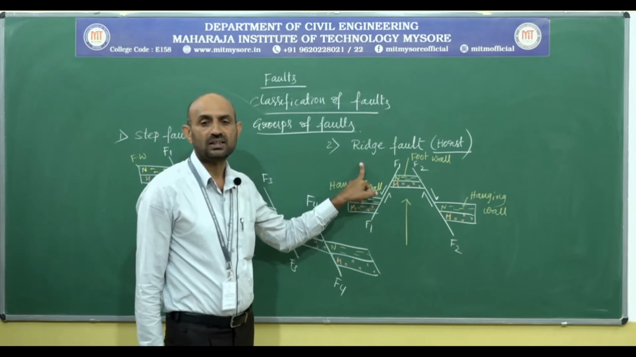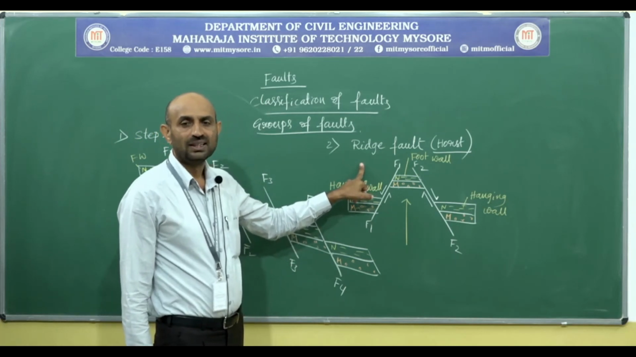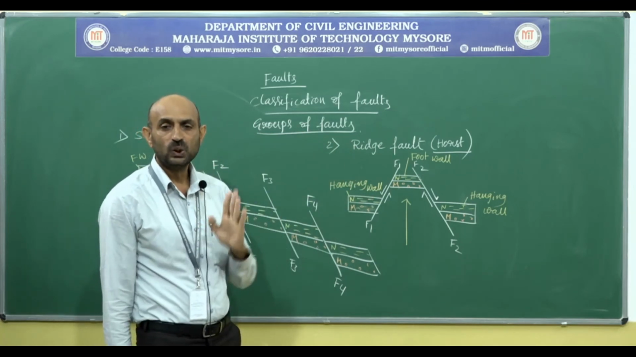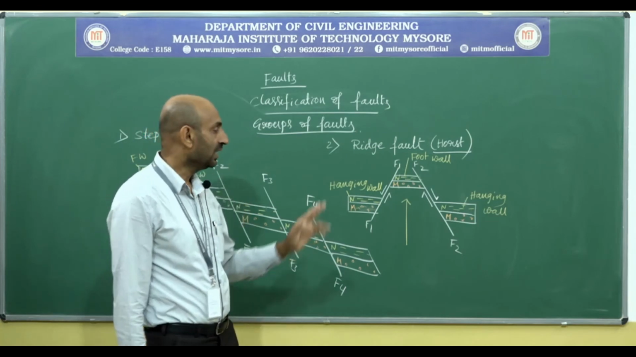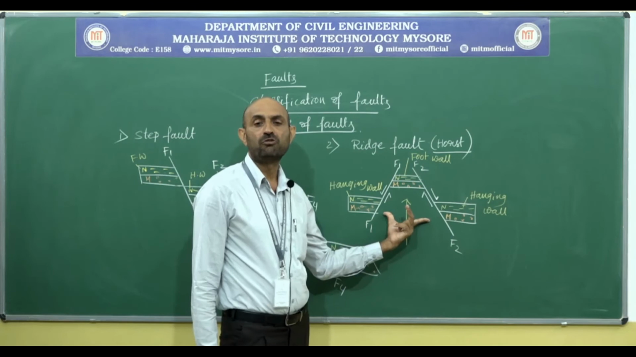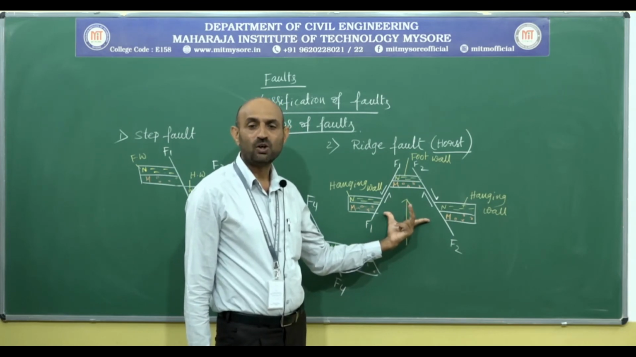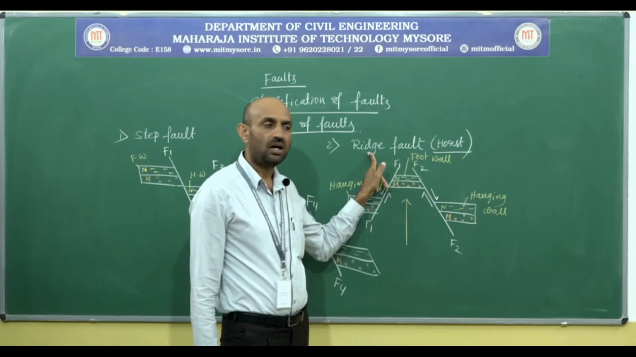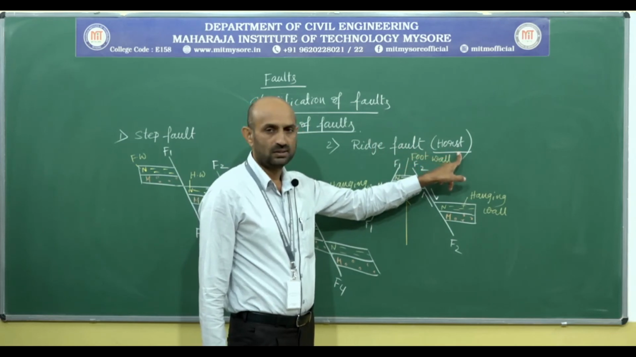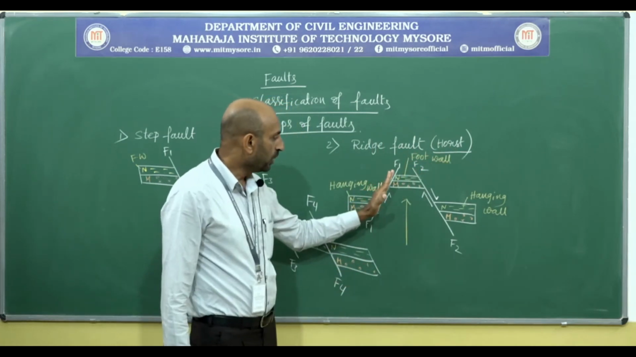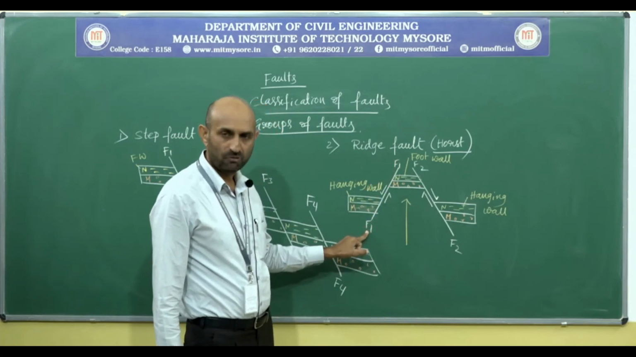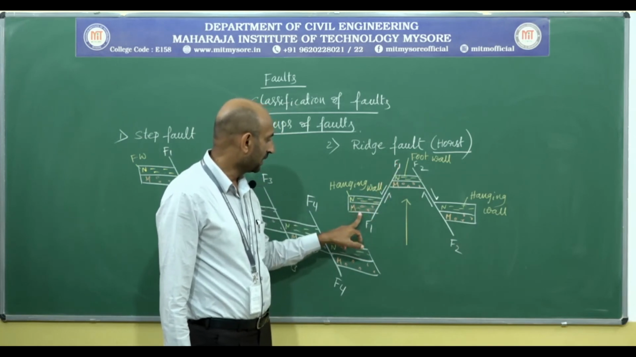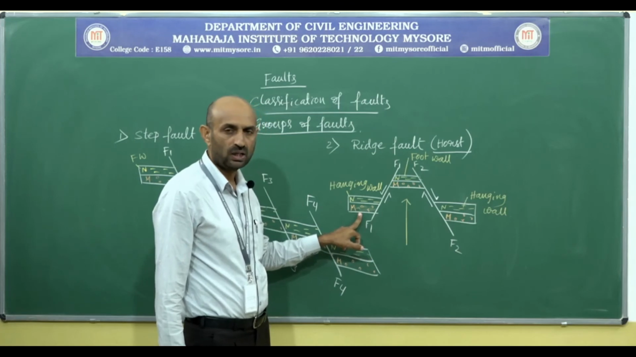What is ridge fault? A fault system consisting of a pair of normal faults again, where both the fault planes are inclined away from each other with a common upthrown block is called a ridge fault. Ridge fault is also called a horst. Here you see, when we consider F1 as a fault plane, on this fault plane, this is the block which is called the hanging wall.